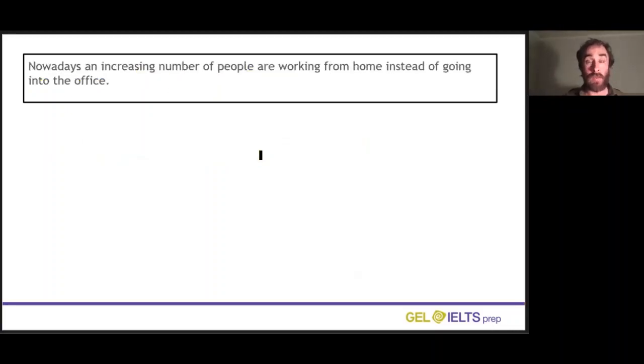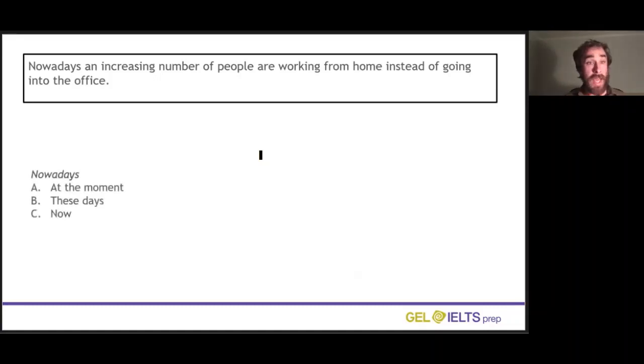Let's do the same thing with this question. Nowadays, an increasing number of people are working from home instead of going into the office. Let's think about those keywords and some of the other main words in this question and try to think of some synonyms. First of all, nowadays.